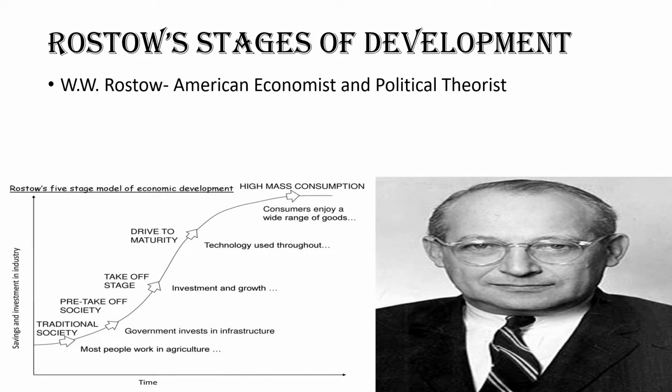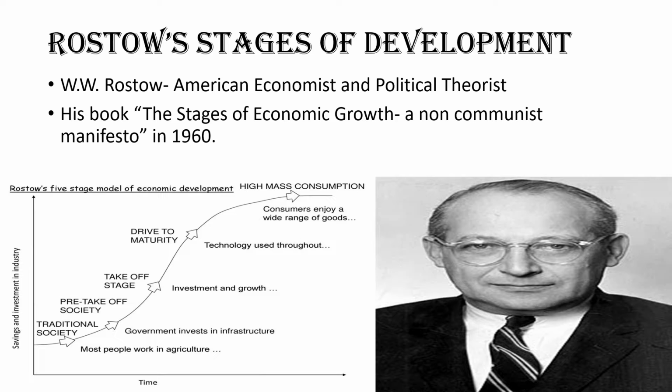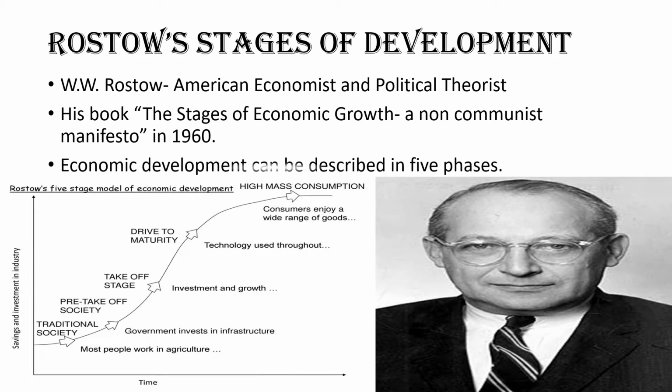Walt Whitman Rostow was an American economist and a political theorist. In his book, The Stages of Economic Growth: A Non-Communist Manifesto, which was published in 1960, he presents a historical model of economic development. According to the theory, the transition from underdevelopment to the developed society can be described in terms of a series of stages through which all the countries have to go, and they include the traditional society, the takeoff stage, drive to maturity, and finally the high mass consumption.